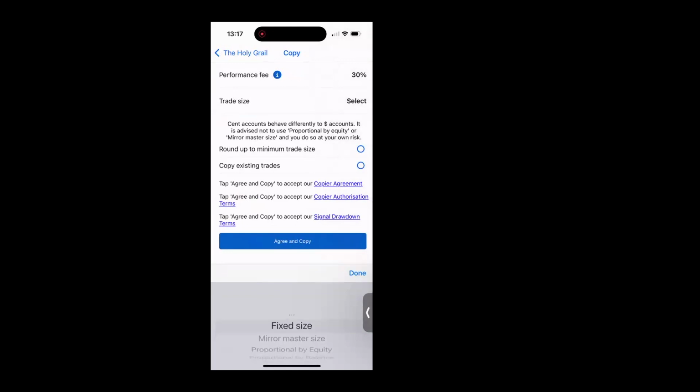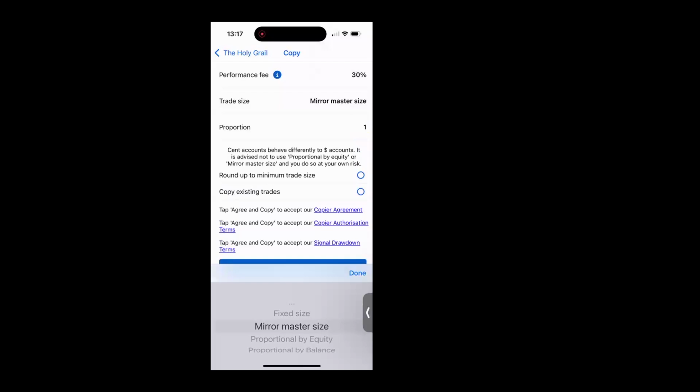There's fixed size. That means every trade that you do is a specific lot size that you can set here. There's also mirror master size. What that means is you replicate the lot sizing of the signal provider, assuming you have enough balance in equity. If you don't, you'll miss the trade. But this will replicate the exact lot sizing of the signal provider. And then there's proportional by equity and proportional by balance.